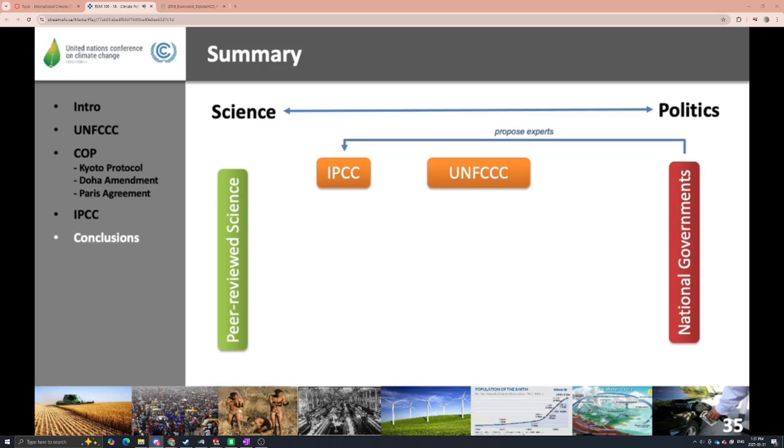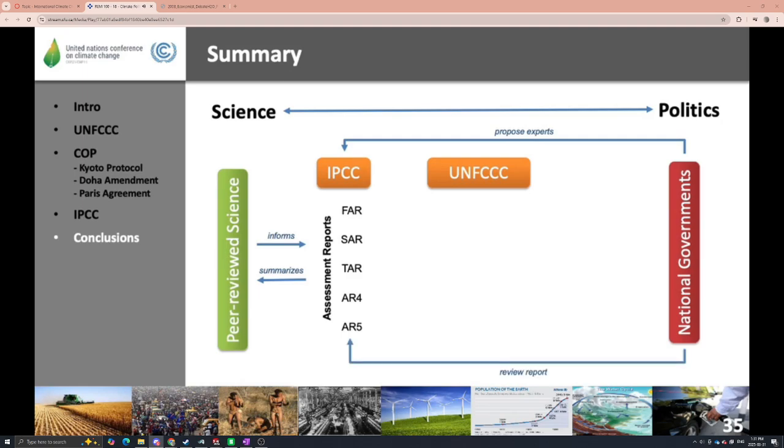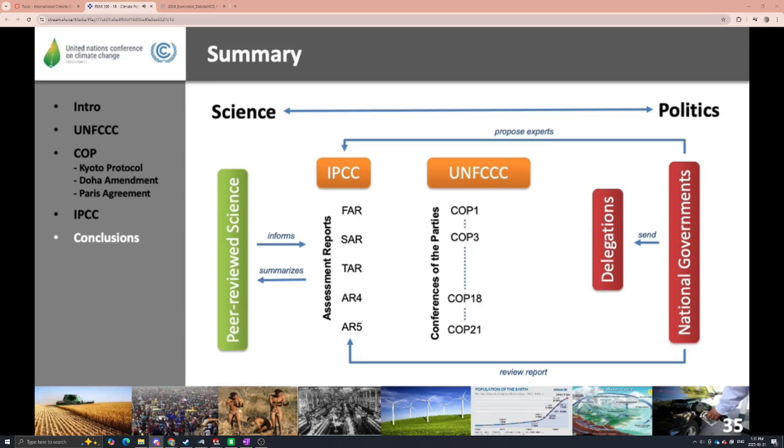National governments propose experts for the different working groups of the IPCC. And then they summarize the latest research on the different aspects of climate change and publish it in assessment reports. Governments then review the assessment reports before those reports are published. Next, governments also send delegations to the annual conferences of the parties, the COPs, which are organized under the Framework Convention. We talked about a number of these meetings, so all you really need to know about are the main milestones of each. The negotiations at the COP meetings, or Council of Party meetings, are informed by the assessment reports that were prepared by the IPCC, but the reports are neutral and do not prescribe any particular policy decisions.